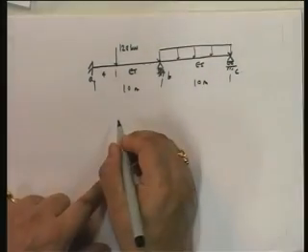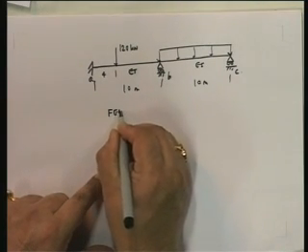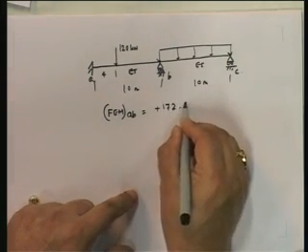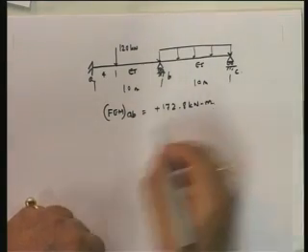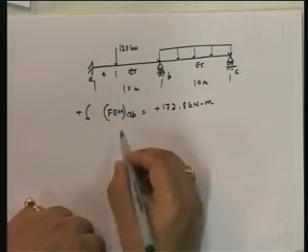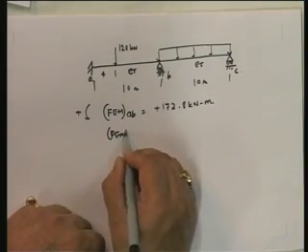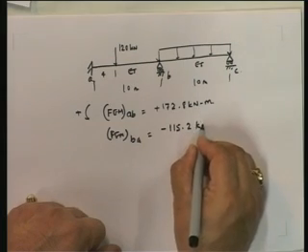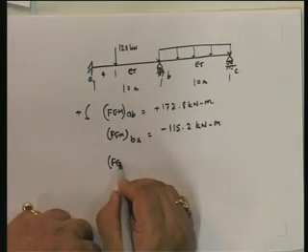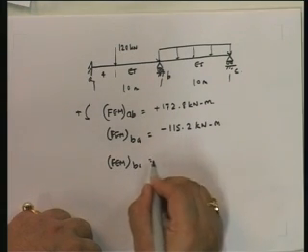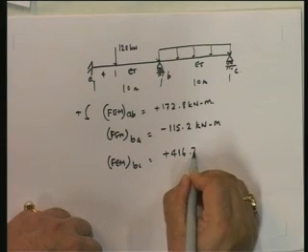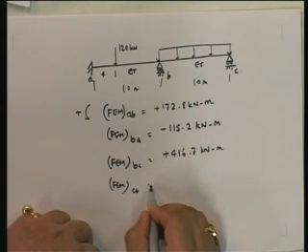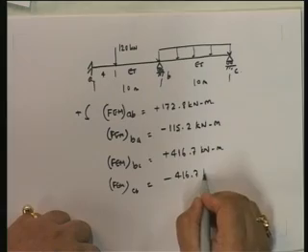Now I know the fixed end moments. Fixed end moment at AB is equal to plus 172.8 kilonewton meter, which basically means this positive, so this is this way. Then fixed end moment at BA is equal to minus 115.2. So the first thing that we do is compute the fixed end moments. Fixed end moment at BC is equal to plus 416.7 kilonewton meter, and fixed end moment at CB is equal to minus 416.7.